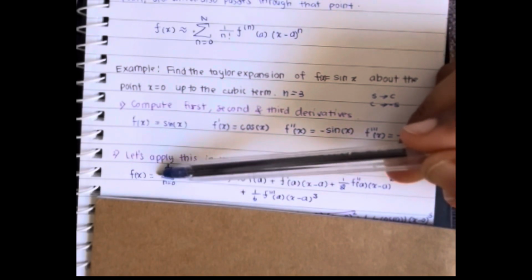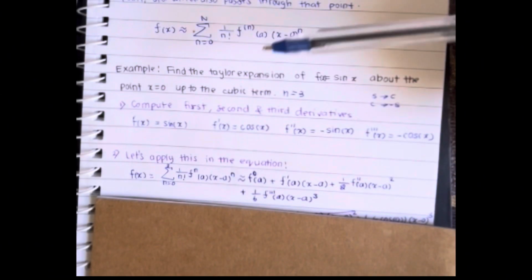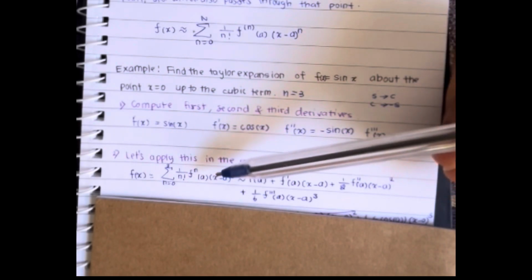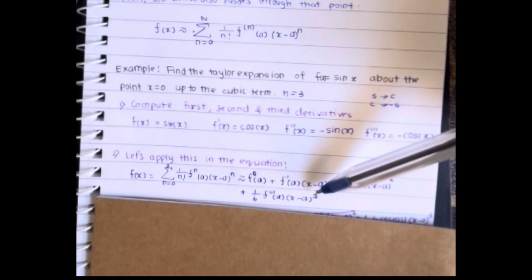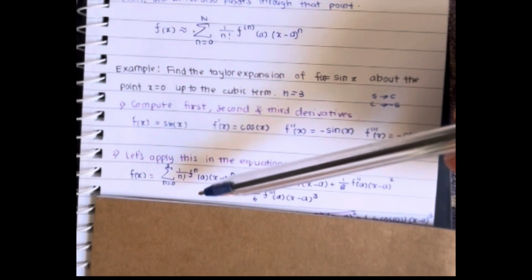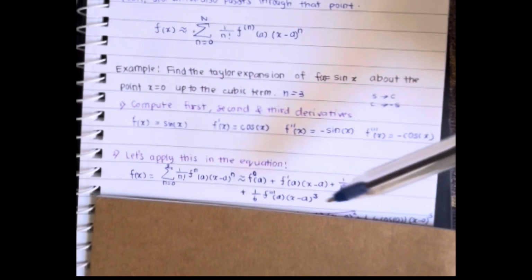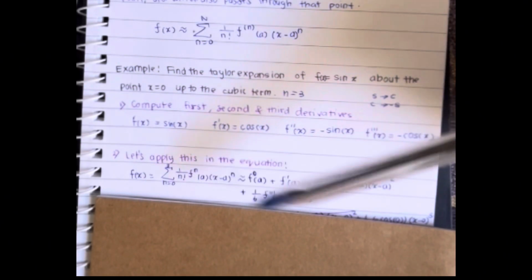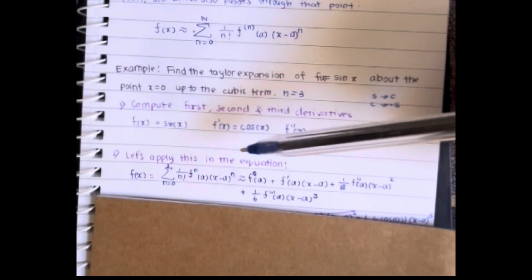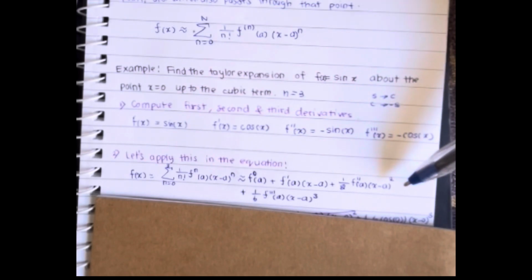Then if we apply n equal to 1 to this term, we have 1 over 1 factorial, that would be 1, f to the 1 here. So then we have f prime at a, times (x minus a) to the power of 1. Then plus, we apply n equal to 2 now. So 1 over 2 factorial would be 1 over 2. Then f to the 2, so we put 2 primes, at a, then (x minus a) to the power of 2.